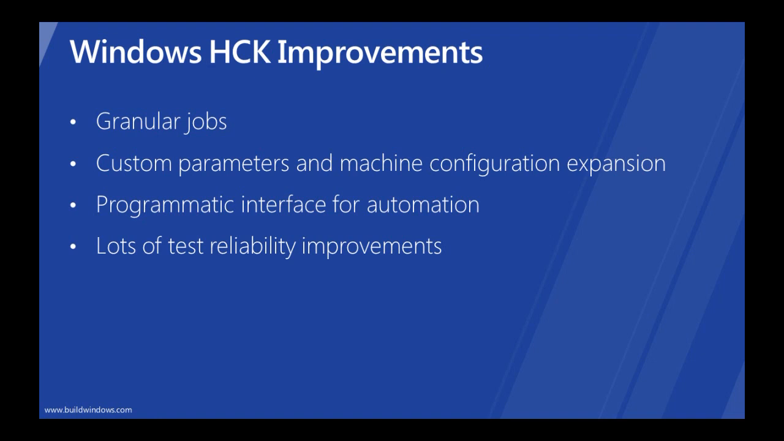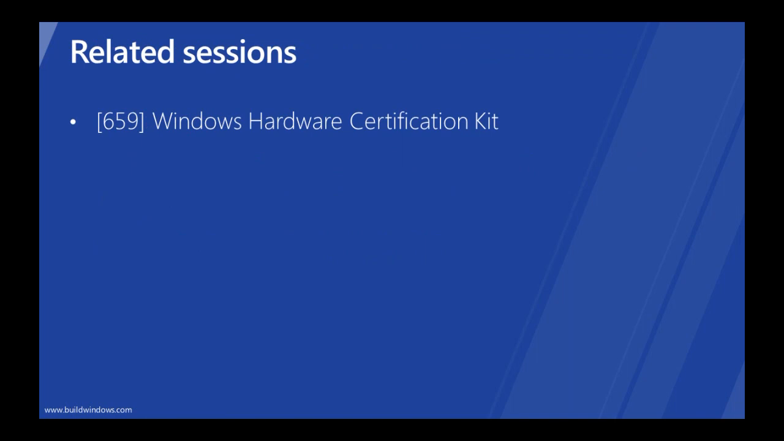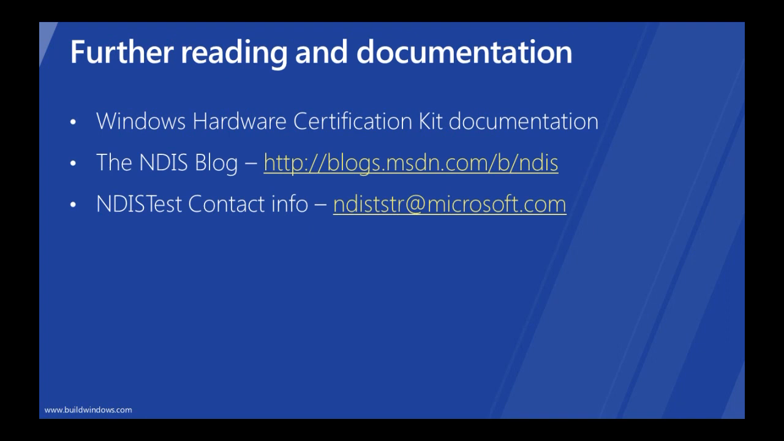The Windows HDK includes an object model, so you can program your own code to automate all of your tests in a lights-out lab and expedite your certification process. And the last thing that I can't stress enough is that lots and lots of reliability improvements have been made in NDIS test to reduce the number of failures, to reduce the number of errata. In some cases, we've made tests more lenient, and in some cases, we've made tests more stringent. But in all cases, we've improved the reliability and the effectiveness of the tests. See the related sessions on the Windows HDK. For further reading and documentation, see the HDK documentation, visit us at our NDIS blog, or contact us here.